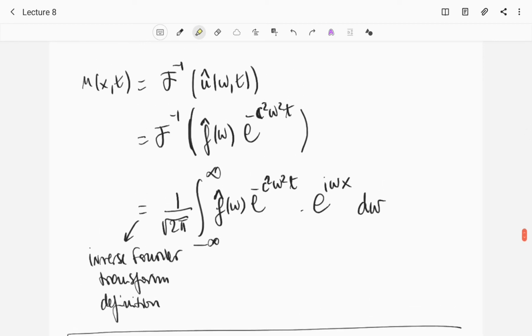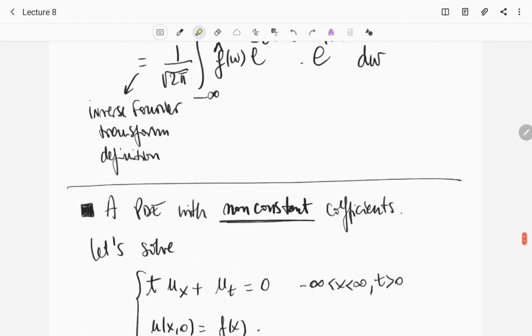Okay. So that was for the heat equation. Again, if we know more information about this f, maybe we can work a little bit more on the integral, but so far we can leave it like here. Okay, let's continue.